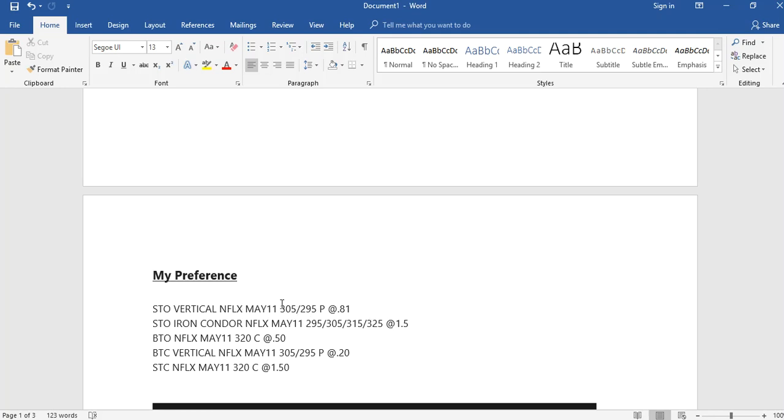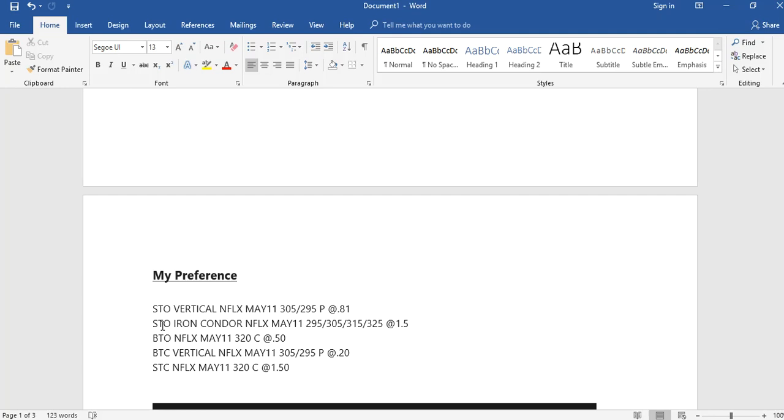If it was a debit spread, if this was a BTO, if they were buying this spread, I would then know it's an 81-cent debit, and then I would know they're buying the 305 strike and selling the 295 strike. It would basically be the opposite of the credit spread.